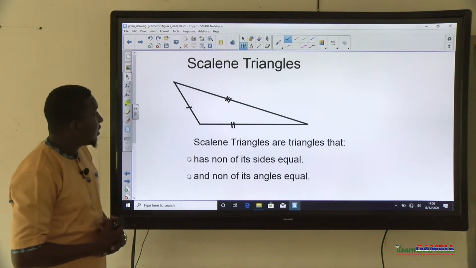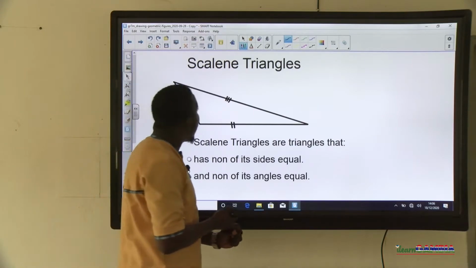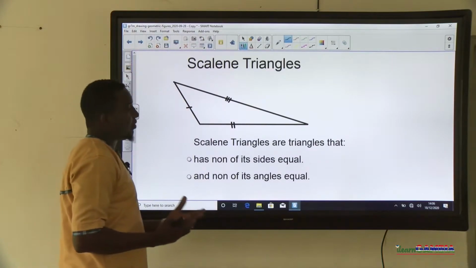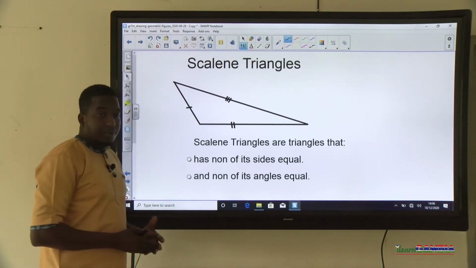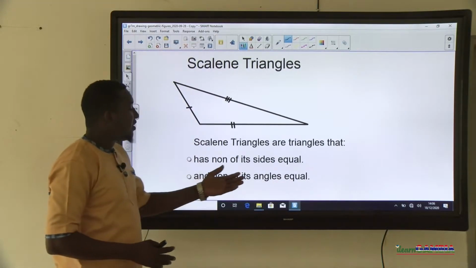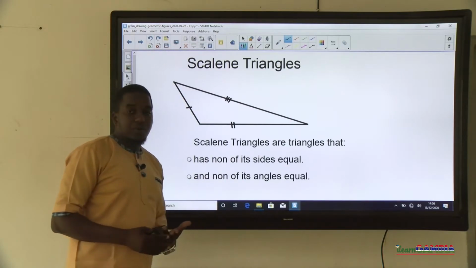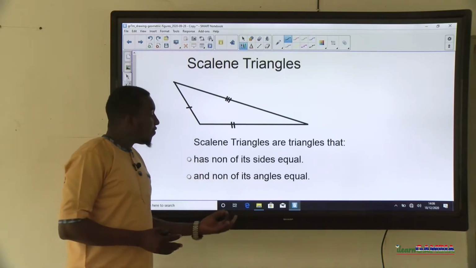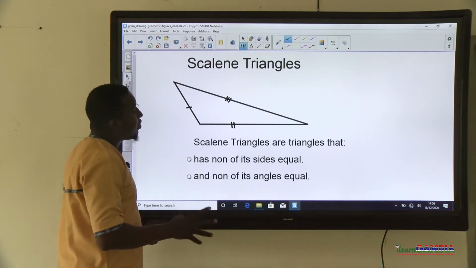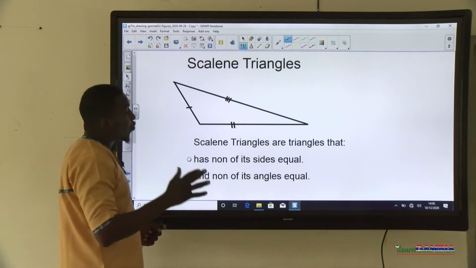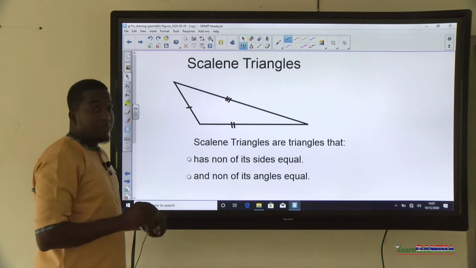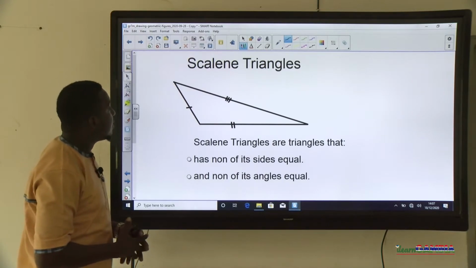We look at the third one, which is scalene triangles. Now, what are scalene triangles? What do we know about them? If you come across triangles, how do we establish that this triangle is a scalene triangle? Well, scalene triangles are triangles that have none of their sides equal and none of their angles equal. So far, I think they are the triangles that can be easily identified, because once you can establish that none of the sides are equal, that will obviously mean that none of the angles are equal. So you can conclude that it is a scalene triangle.